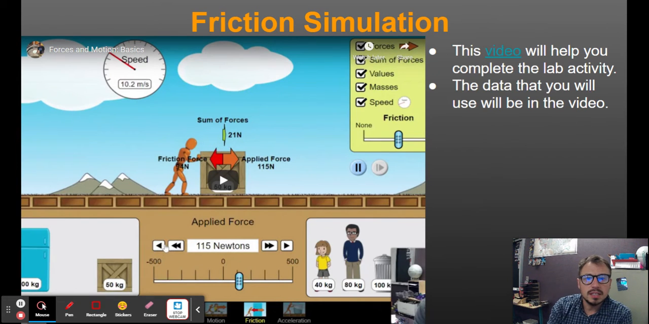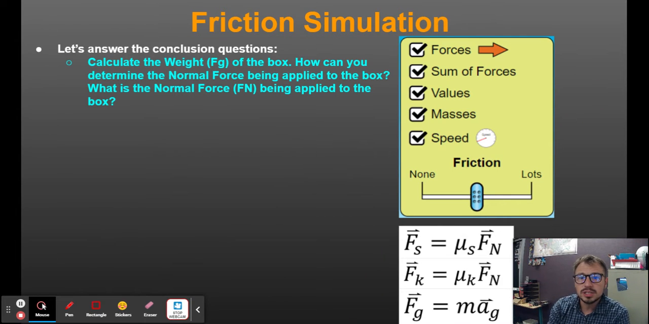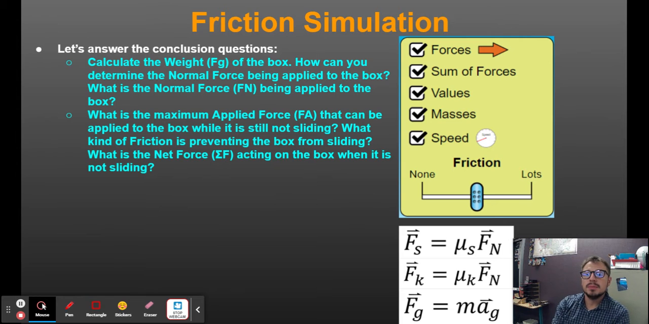All right, so in this friction simulation, there's the box that can be pushed and has applied force, and it'll show you that frictional force. So the question is, first you want to calculate the weight of the box. So it's just mass times the acceleration of gravity. Then what is the maximum amount of applied force that can be applied to the box while it's not sliding? What kind of friction is preventing the box from sliding? What is the net force acting on the box when it's not sliding?